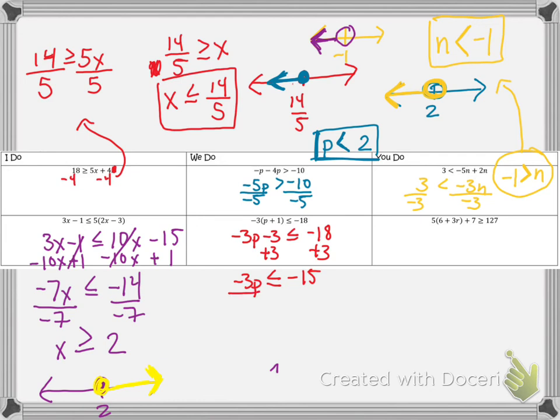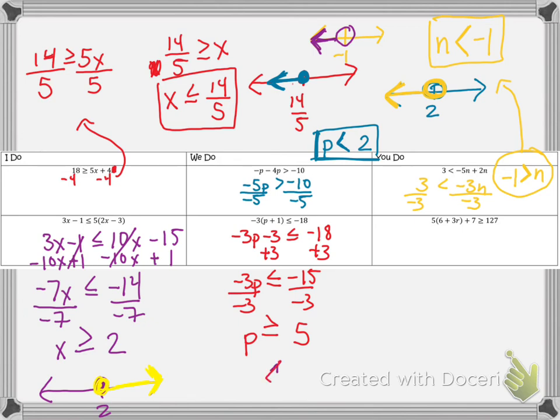And I'm going to divide by negative 3, divide by negative 3. P, negative 15 divided by negative 3 is positive 5. Let's remember that if I divide by a negative, I have to, that is correct, flip the inequality sign.